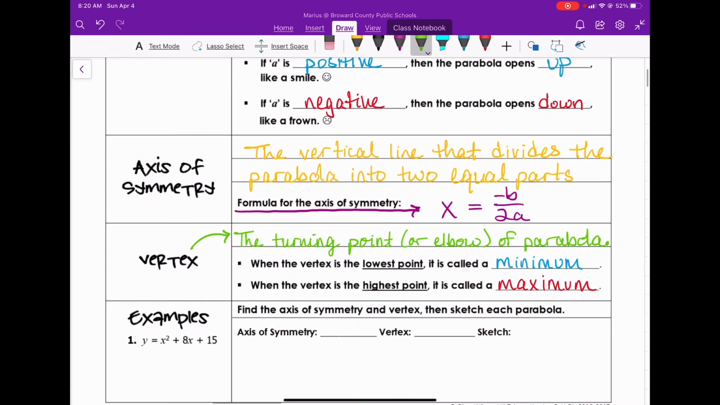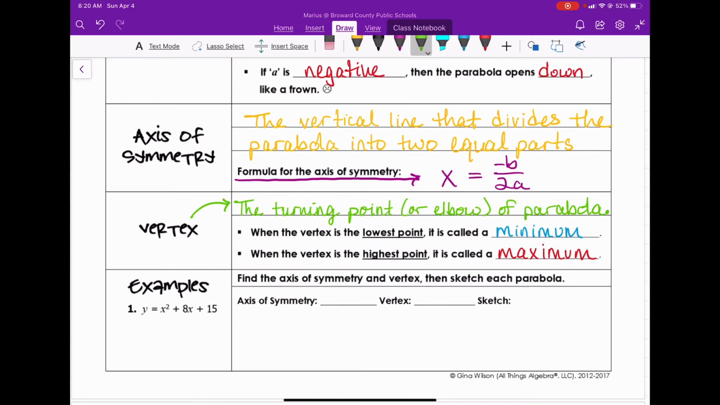Now, let's take a look at a few examples to figure out how we determine the axis of symmetry and the vertex, and then we'll actually sketch it out. So remember, we're going to label our a, b, and c, and for this example, a is 1.